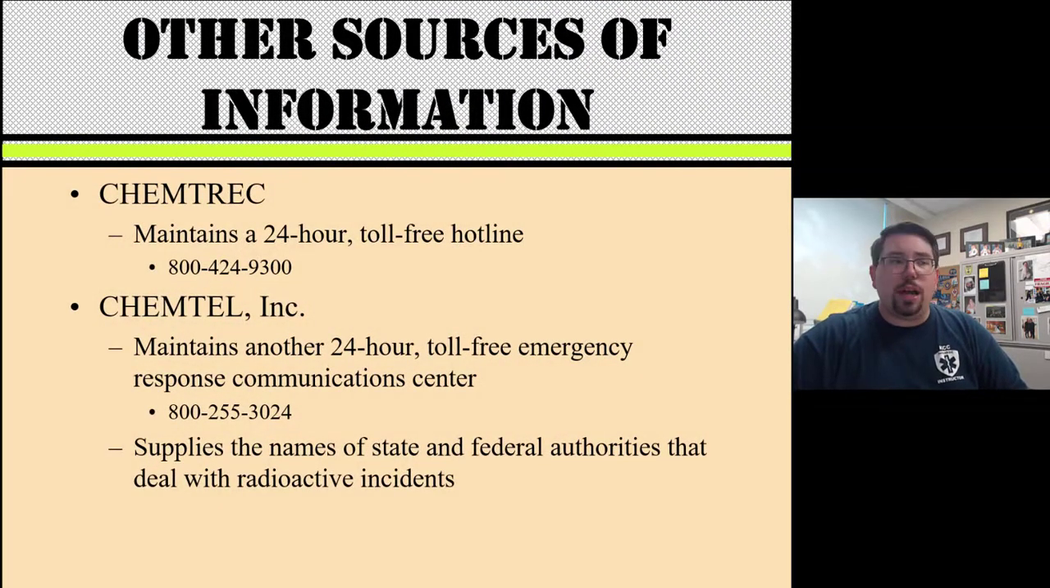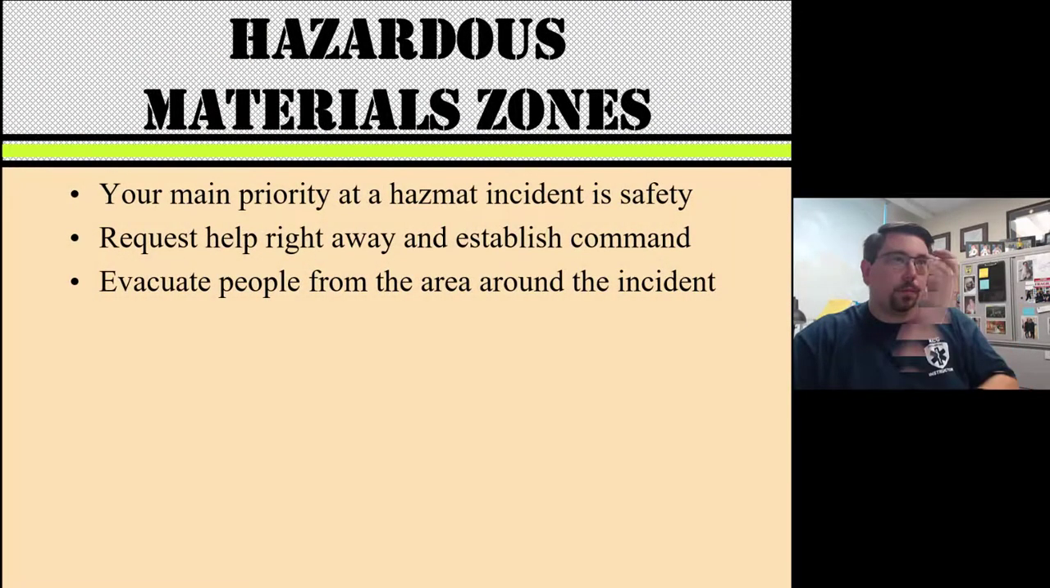CHEMTREC maintains a 24-hour toll-free hotline, 800-424-9300. We also have CHEMTEL. CHEMTEL is going to maintain another one. It's a toll-free emergency response and communication center. Their number is 800-255-3024. Supplies the names and the states of federal authorities that deal with these radioactive incidents. That's CHEMTEL. CHEMTREC is a great one for localized spills or content. If it's radioactive, CHEMTEL is going to be the one that you're most likely going to want to call.